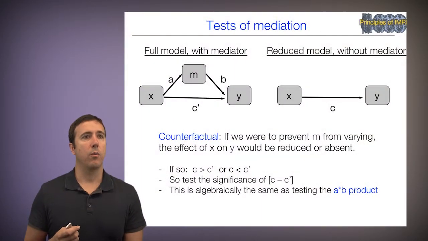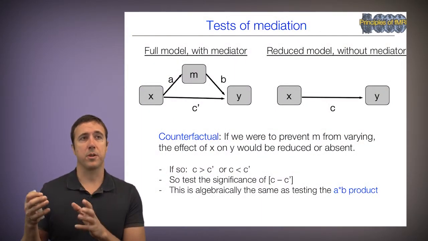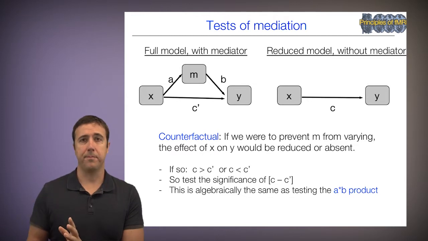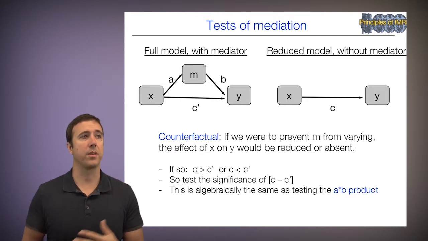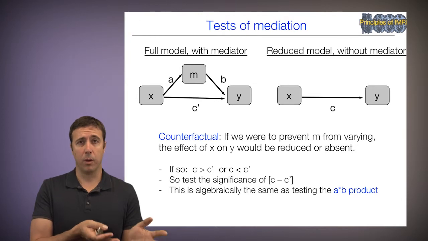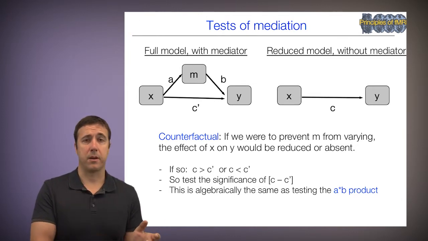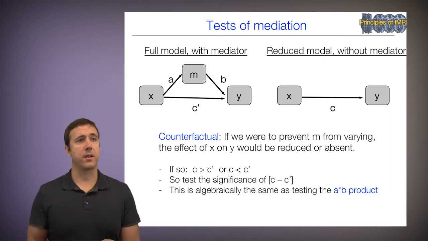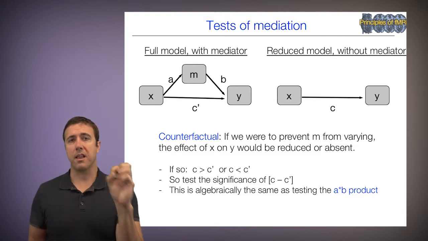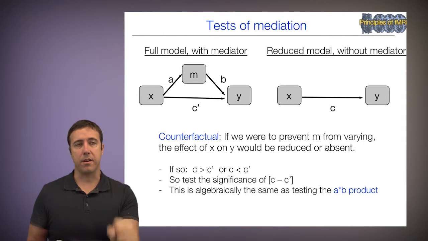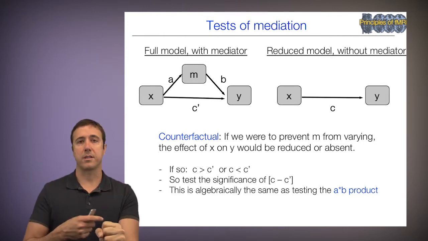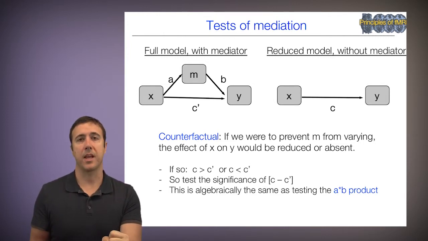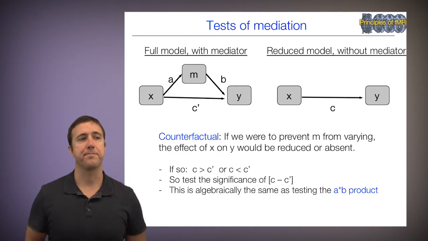So a way to think about this model comparison is in terms of counterfactuals. What we're doing is comparing the situation on the right, where there's just X and Y, giving us path C, with the situation on the left, where now I have some of that relationship going through M, through this mediating pathway. And so the counterfactual is, if we could put a clamp on M and prevent it from varying, would the effect of X on Y be reduced or absent? And if so, there's mediation.